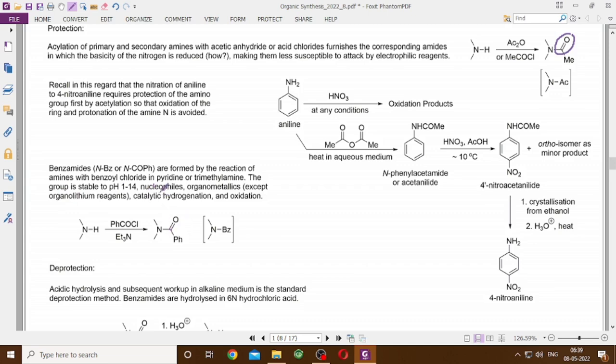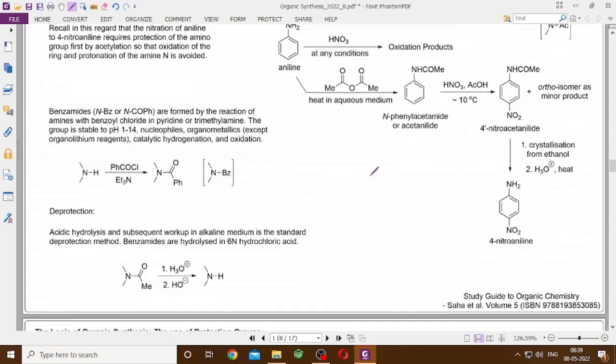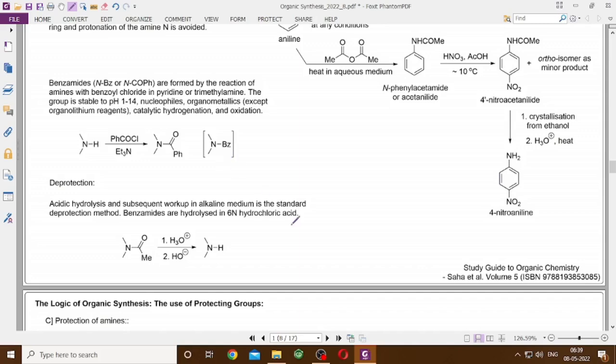Neither do they react with nucleophiles, or with organometallics except highly reactive organolithium. They do not undergo catalytic hydrogenation, and they prevent oxidation. So once you have put that on, it sometimes becomes difficult to take it off. Once you have put this in place, deprotection can often be a problem. That is why generally acyl protection is favored over benzoyl protection. We saw that acidic hydrolysis followed by workup with alkali will give you the free amine. H3O plus hydrolysis will actually give you the ammonium salt, from which you can liberate the amine by treating it with the alkali.